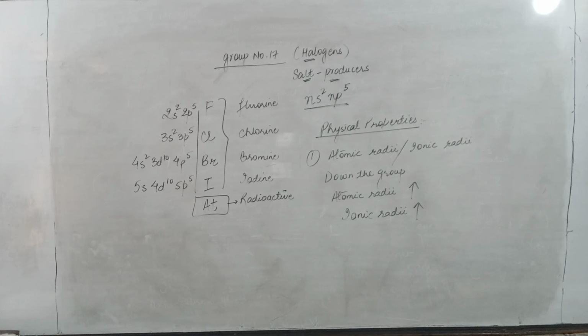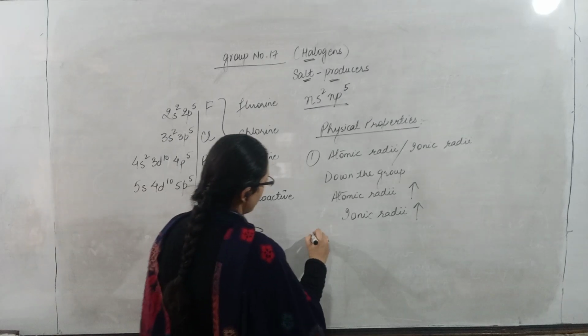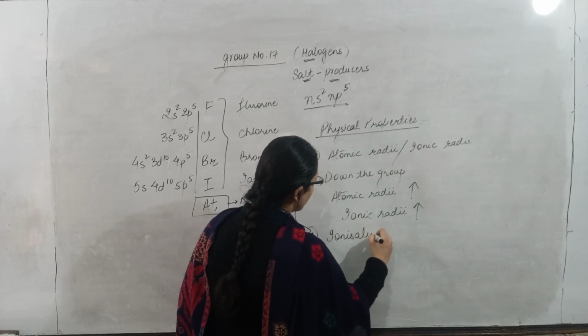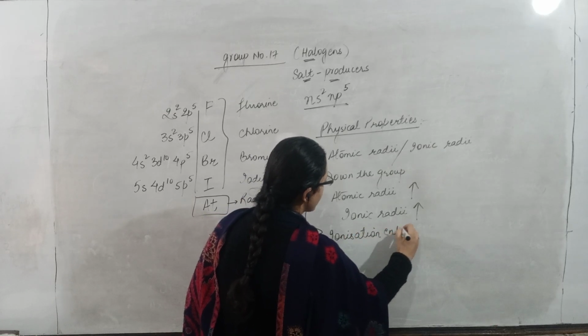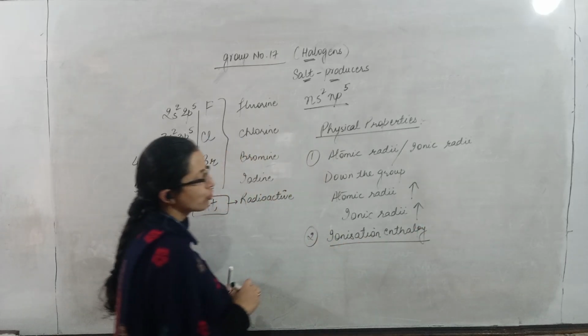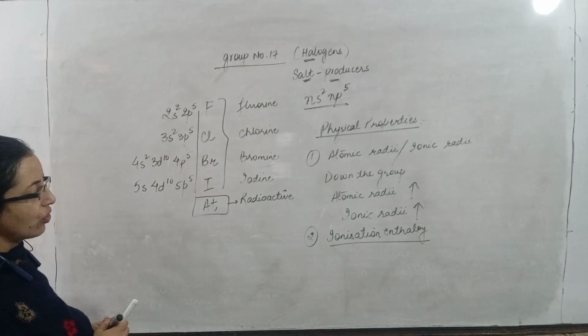Alright. Now what is the next? Let's see the next property. Then next is ionization enthalpy. Second is ionization enthalpy. How do we define that? Ionization enthalpy is the minimum energy required to remove the outermost shell electron.